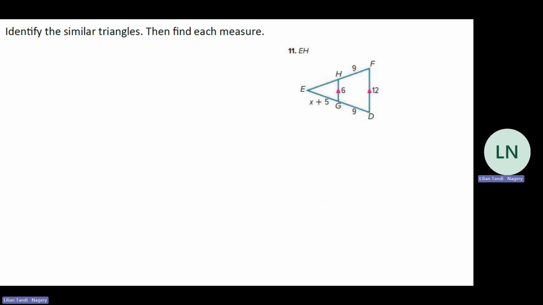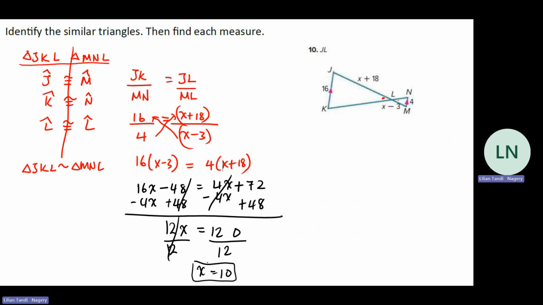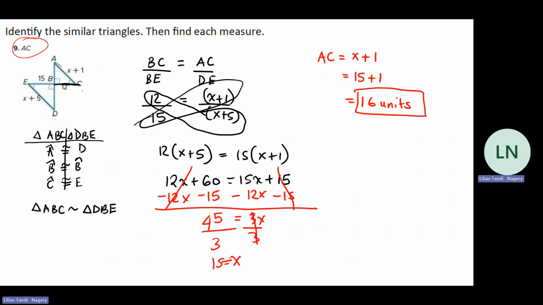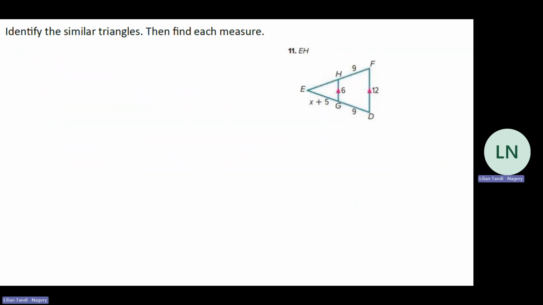Question 1. What did you get? x is not your answer. The question wants JL. So JL equals x plus 18, 10 plus 18, which is 28 units. Always read and always check your work. It doesn't hurt you to go back and see, did you answer the question that was asked? Here, the question did not want x. The question wants JL. But you need to find x and then use it to find JL. Here we answered AC, yes. Okay? Always have a habit of checking what the question wants.